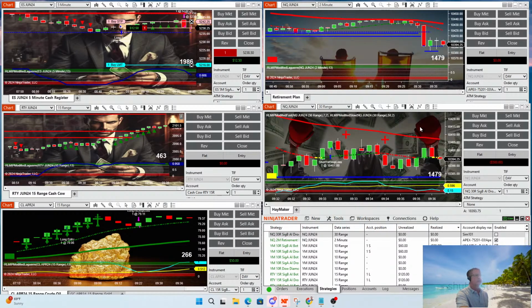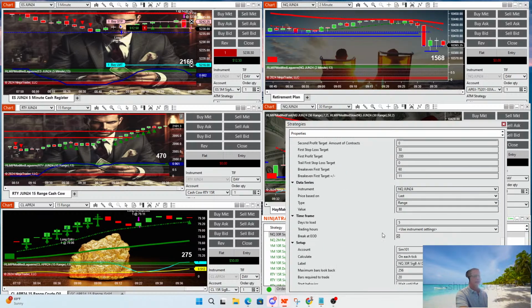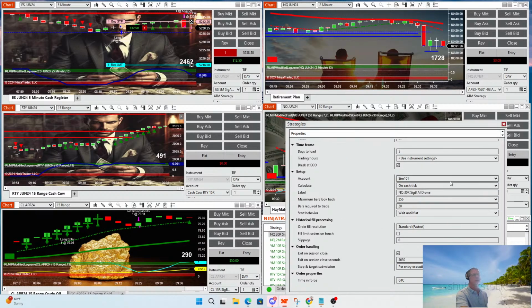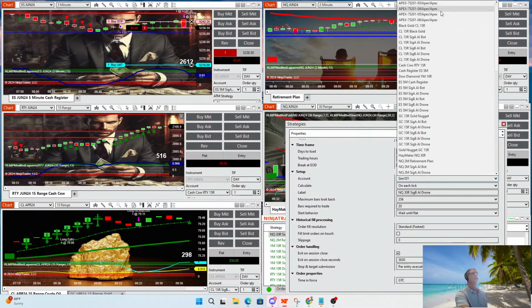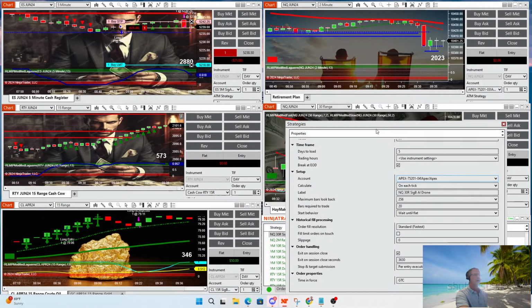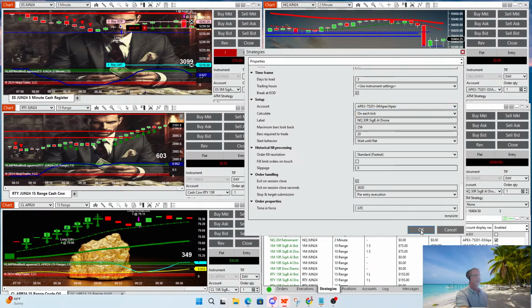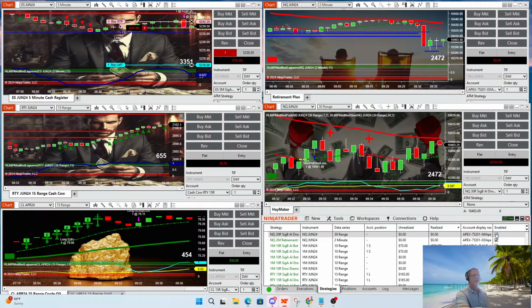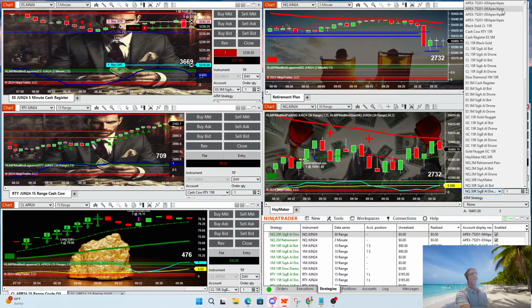So let me switch this over to my Apex account on the 30 range. We'll put that one on 4. So let's start with those two, and let's see how this plays out.